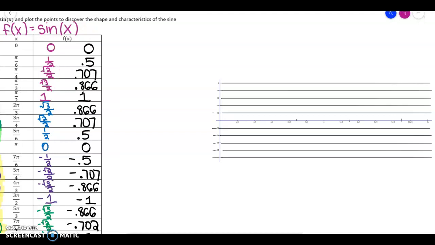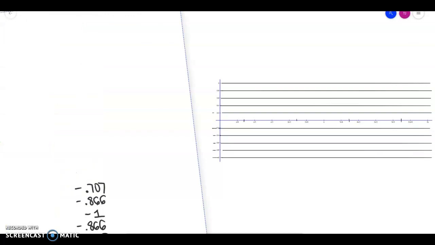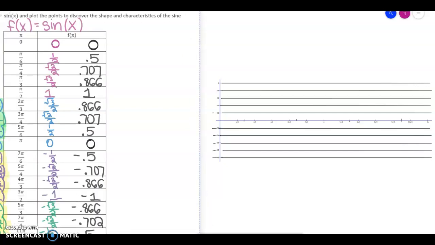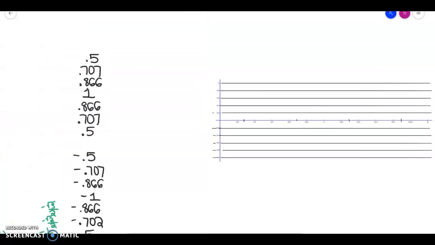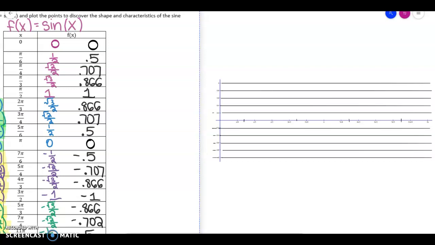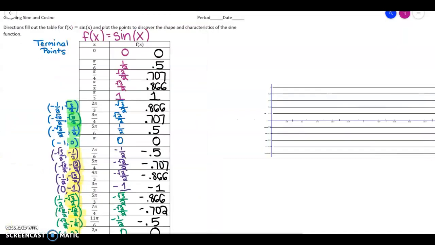So I went ahead and added in a little tick mark in between pi over 6 and pi over 3, in between 2 pi over 3, 5 pi over 6, okay, 7 pi over 6, 4 pi over 3, and 5 pi over 3, 11 pi over 6. I just added in that little tick mark for all of my pi over 4s. Now I'm going to go ahead and just start graphing. So the first point that I'm going to plot is going to be the point 0, 0.